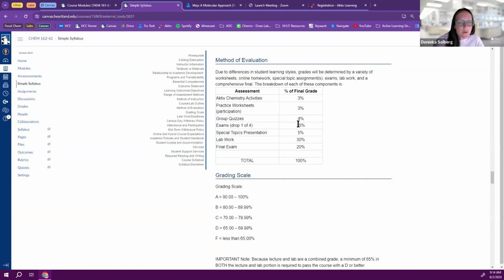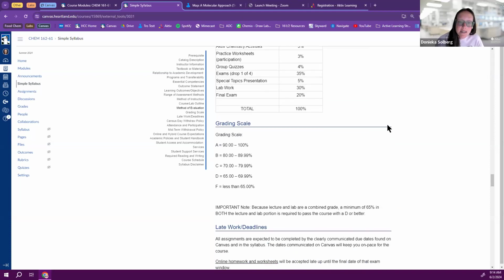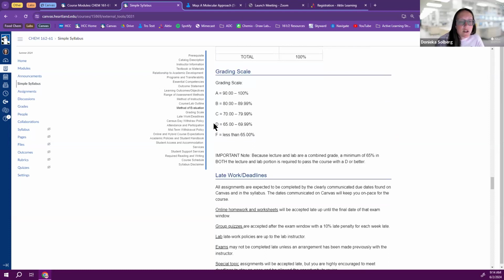Group quizzes are 4%, and those are graded. Exams 35, the special topics presentation, and any discussion posts go in there. That's 5. Lab is 30% of your grade. That can help you tremendously if you're somebody that's good at lab, and the final is 20%, and it is comprehensive.